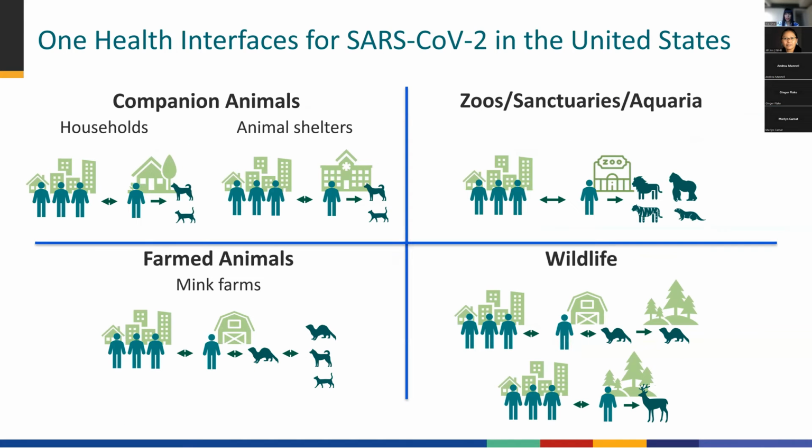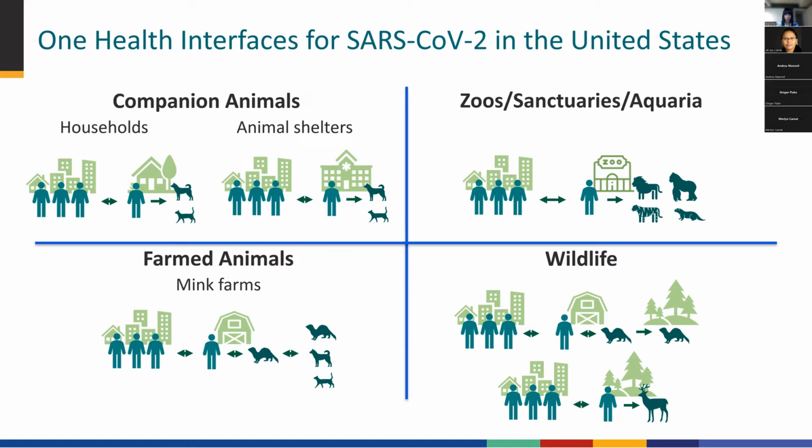So what we did was we broke down our strategy into these 4 different groups of animals where we saw SARS-CoV-2 events occurring. The first is companion animals. So these are really dogs, cats, hamsters, etc., living in people's households or those same animals in animal shelters. The next interface we examined are zoos, sanctuaries, and aquaria. And I don't think we expected this particular interface at the beginning of the pandemic, but we noticed a lot of exotic animals being infected with SARS-CoV-2. And actually the best information we have about the host range of the virus came from these types of infections.